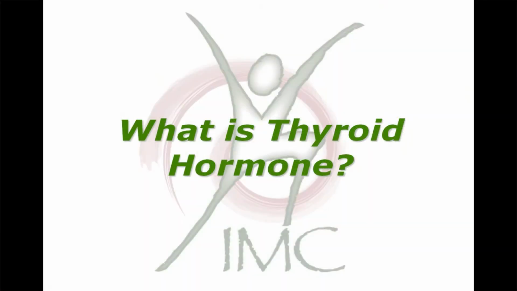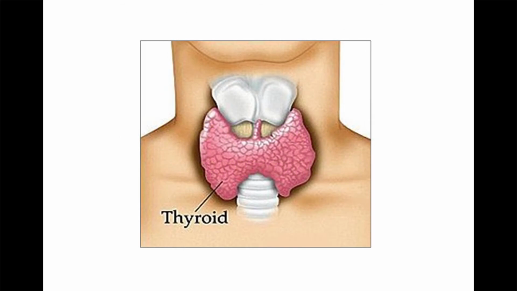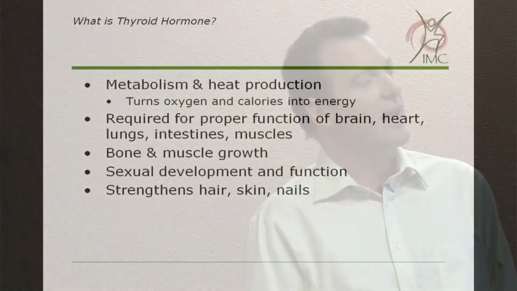So thyroid hormone, what is thyroid hormone? It's made by one of your endocrine glands, which is right here in your neck. What thyroid hormone does is turn oxygen and calories into energy.